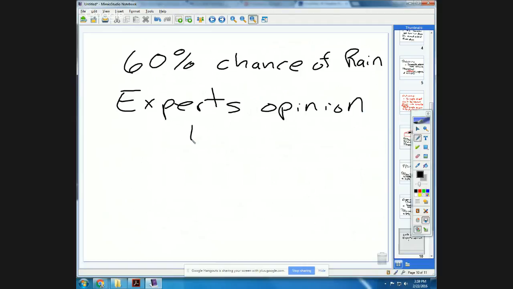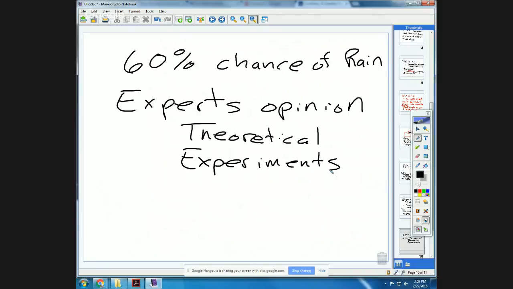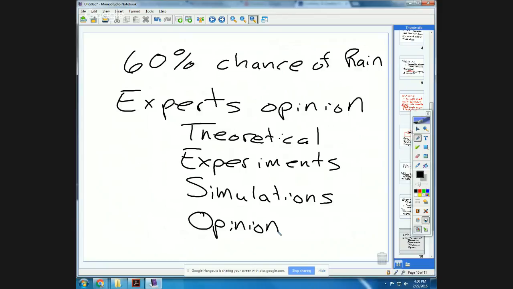There'll be some theoretical stuff in there. There'll be some experiments in there. Sometimes with experiments, we run simulations. Simulation is kind of a make-believe experiment. Slightly different. And then there's just opinion, otherwise known as belief.